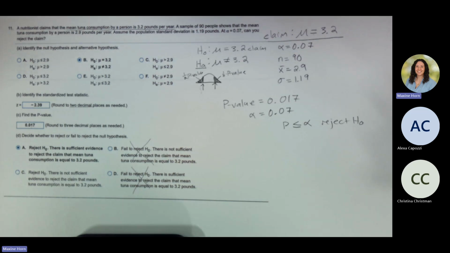And then we're going to go ahead and state, well, what was that claim? There is sufficient evidence to reject the claim that the mean tuna consumption is equal to 3.2 pounds, right? So it's always a good idea to circle back around and ask what this means. This nutritionist is making a claim and we're saying, no, there's sufficient evidence to reject that claim they made. That's the whole point of this, we're testing a claim, we're testing a hypothesis. And we found that we're able to reject the claim that this person made.